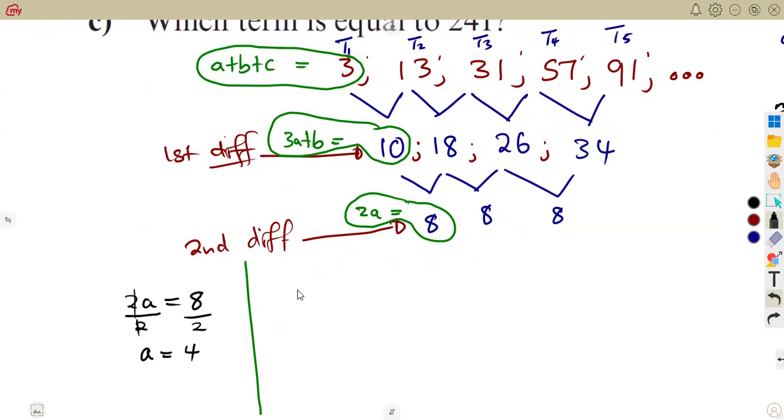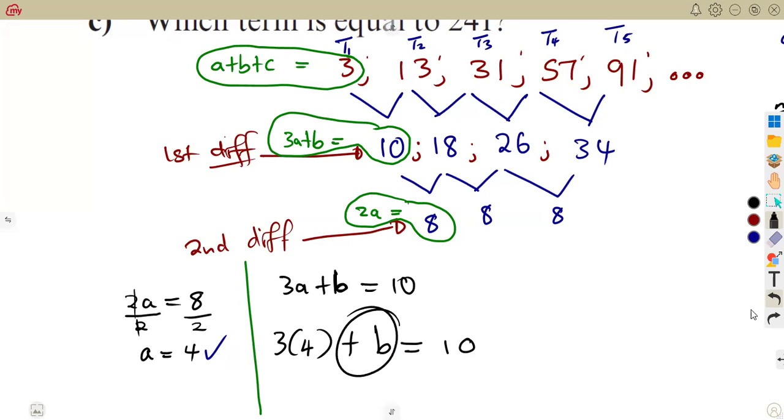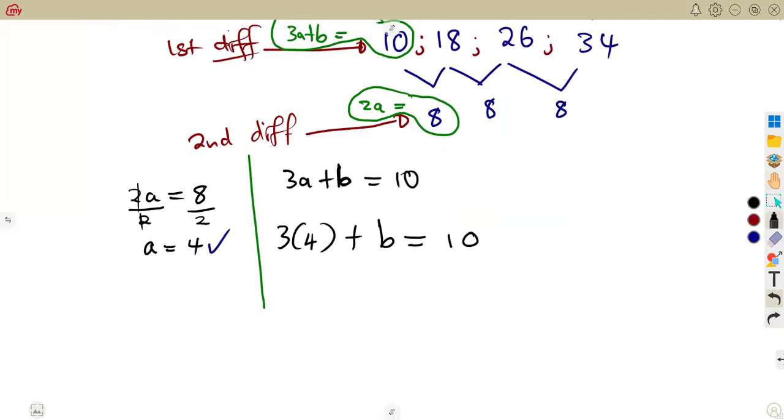You move on, as we are going up, to 3A plus B. Remember I said 3A plus B is equal to what? 10, the first term that we have of the first differences. But A is already there. We have already determined the value of A, which is 4, so we just need to substitute. 3A means 3 times A: 3 times 4 plus B must be equal to 10. It's an equation that we have formed with B as the unknown, so you can solve for B.